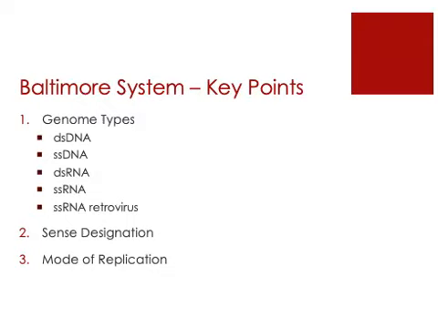So, when it comes to the Baltimore system, the key points to remember are the three things that it uses to classify viruses. And those three things are the type of genome, the sense designation of the genetic material, and the mode of replication. What's the name of the process that the cell is using to replicate or make copies of the viral genetic material?